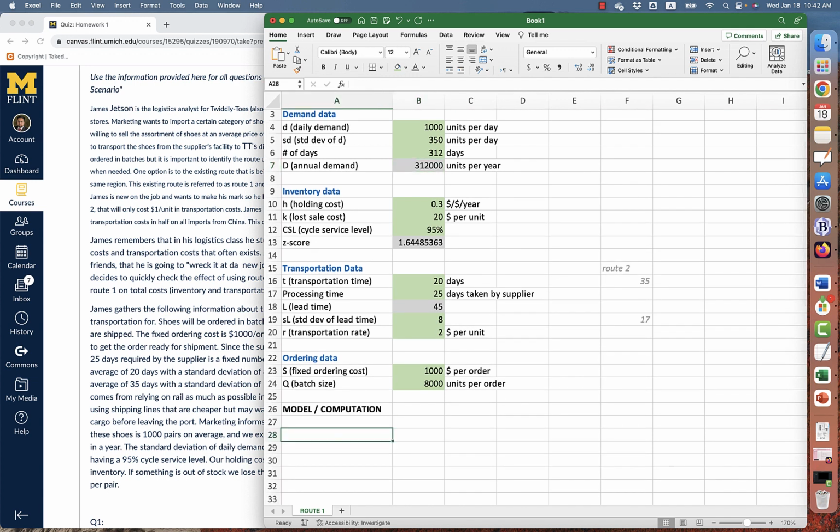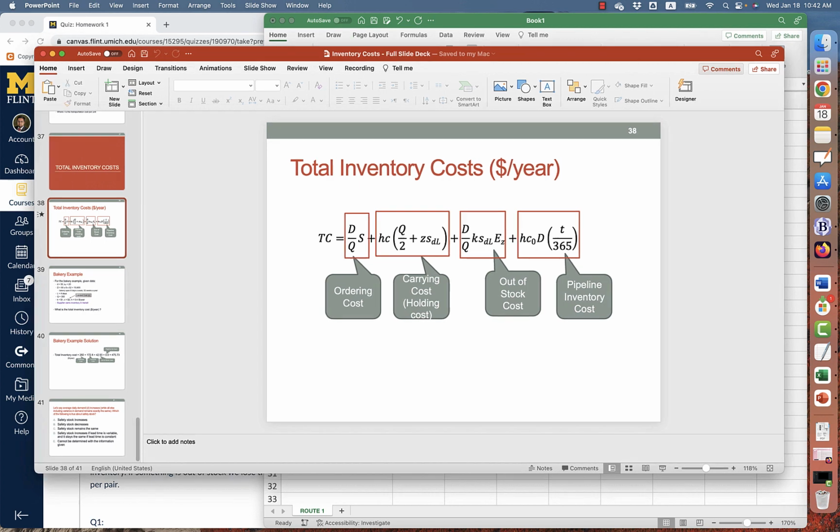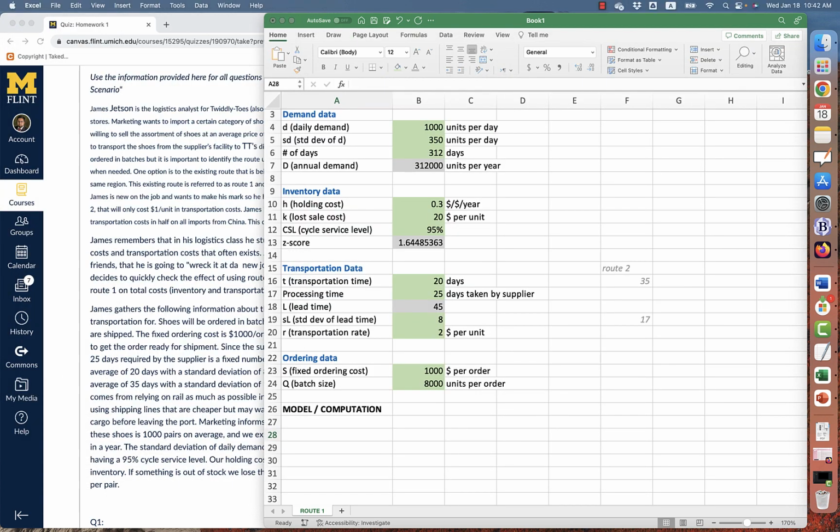Now what do we have to compute? We have to compute total inventory cost in dollars per year. So in your slides, you have this big formula. You have the ordering cost, you have the carrying cost, you have the out of stock cost, you have the pipeline cost. So we'll do it all in these 4 steps to get our data.